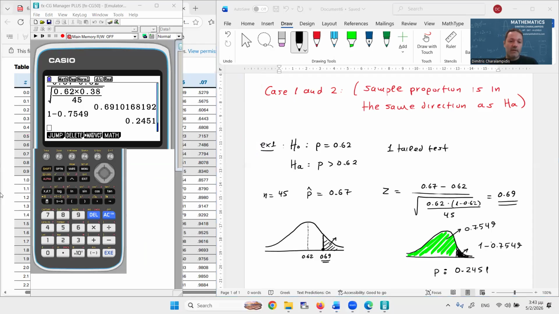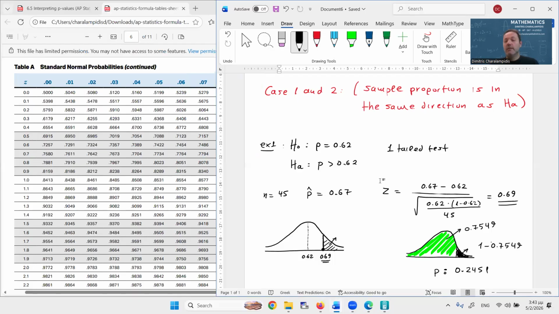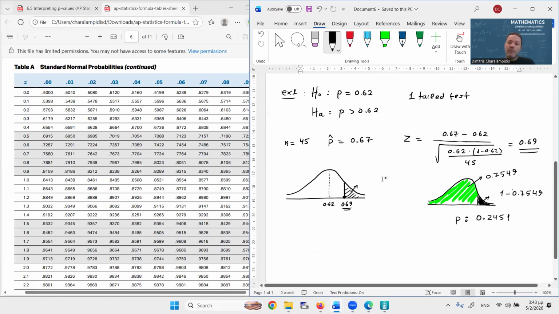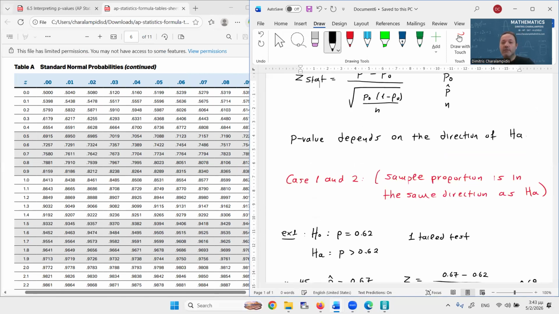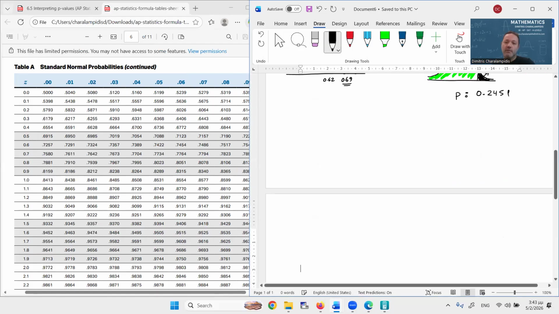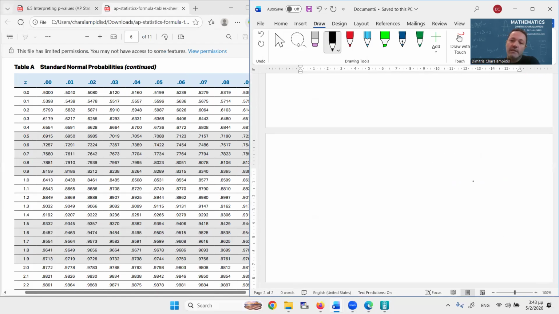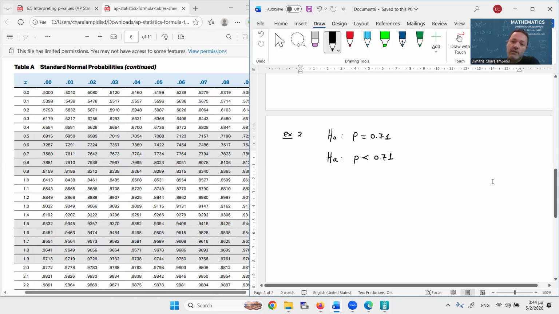Let me clear the extra drawings, and let's work the same concept, still a case where the sample proportion is in the direction of the alternative hypothesis. However, in this case, I'm going to use an alternative hypothesis in the other direction. Meaning, let's see this example. Let's assume that the null hypothesis is that P is 0.71 and that the alternative hypothesis is that P is less than 0.71.